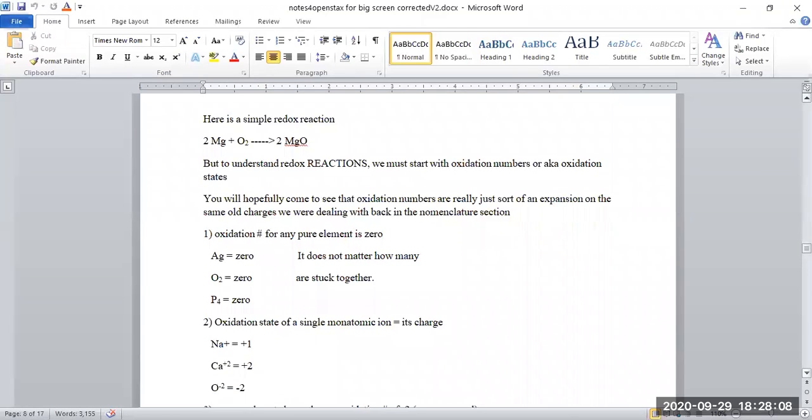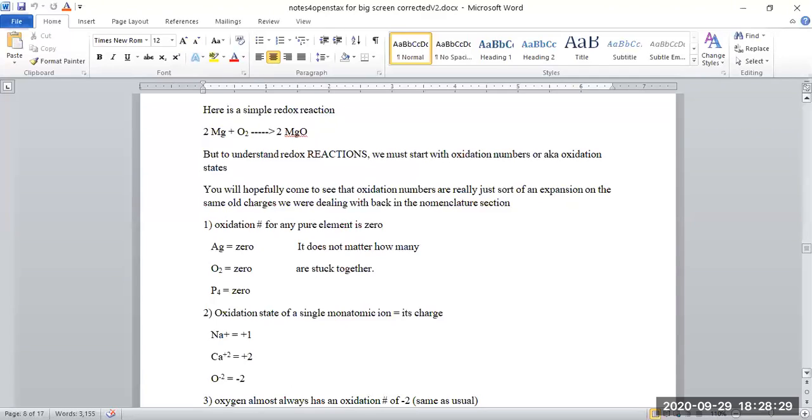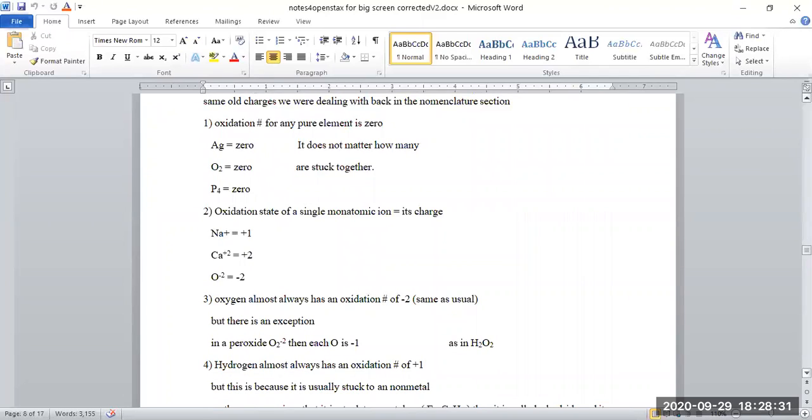You could also do it for something like phosphorus. Phosphorus in its purest state is available as a P4 molecule. Again, if they're all stuck together and they're all just the same element, we assume 0. Now the next one is actually almost just a rehash of stuff we already did for nomenclature. Whatever the monoatomic ion is, its charge is its oxidation state. So if you see a sodium ion, Na+, +1.